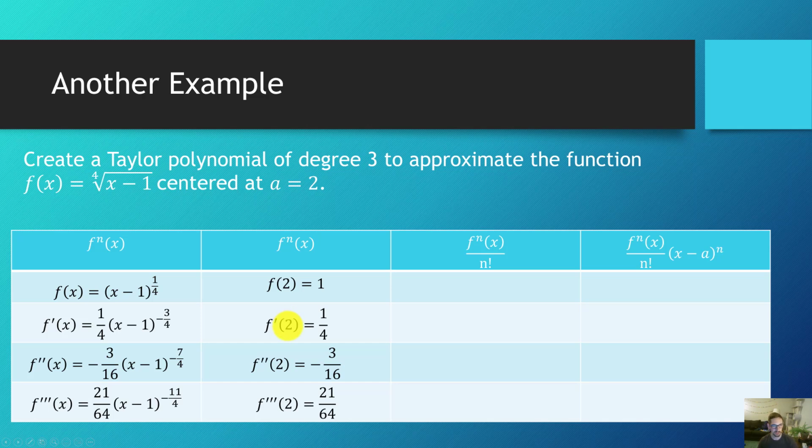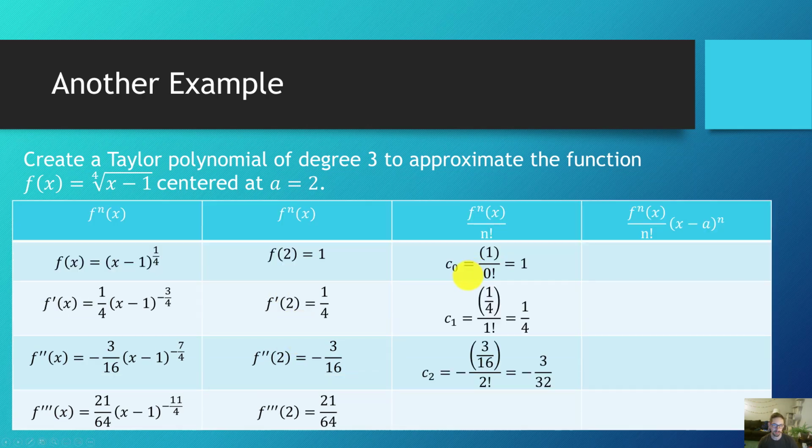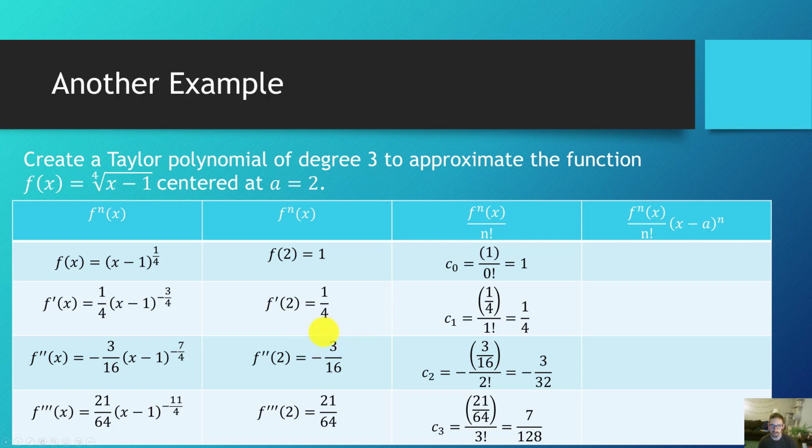Next up, we're going to divide by 0, 1, 2, 3 factorial, like we did in the first example. And again, we're just taking the numbers we just found and dividing them by that factorial, 0, 1, 2, 3, respectively. When we simplify that, we'll get a 1, 1/4, negative 3 over 32, and 7 over 128. And the last part is just to put this together with the polynomial part, with the x minus a to the n. So here, since it's the constant term, we're just going to have 1.